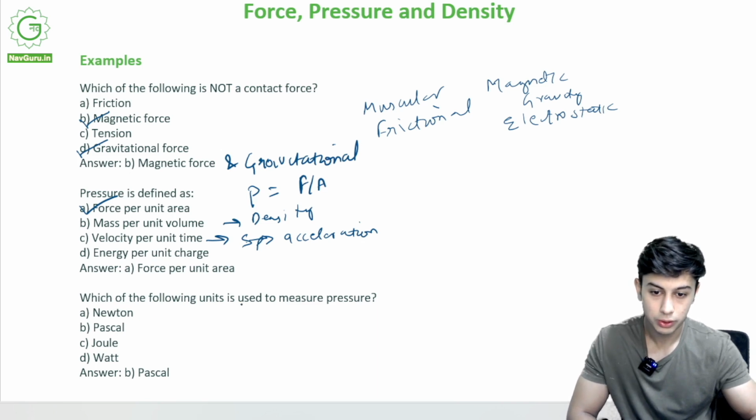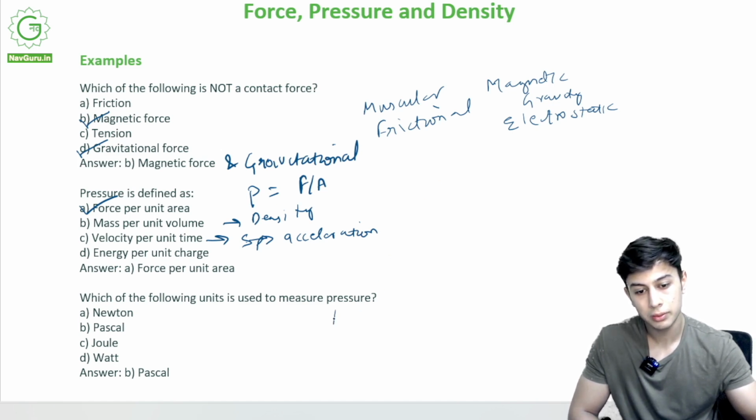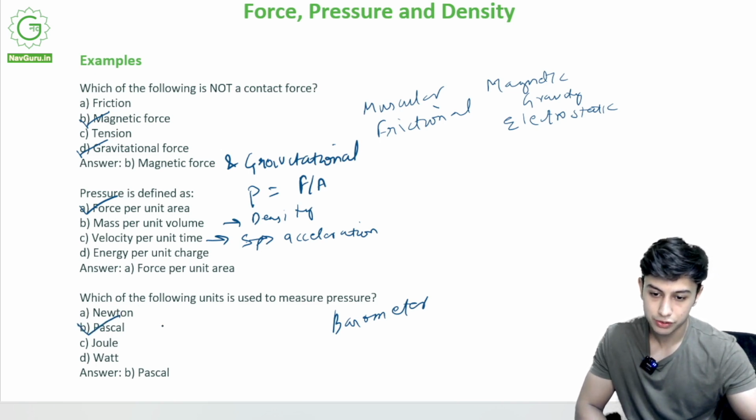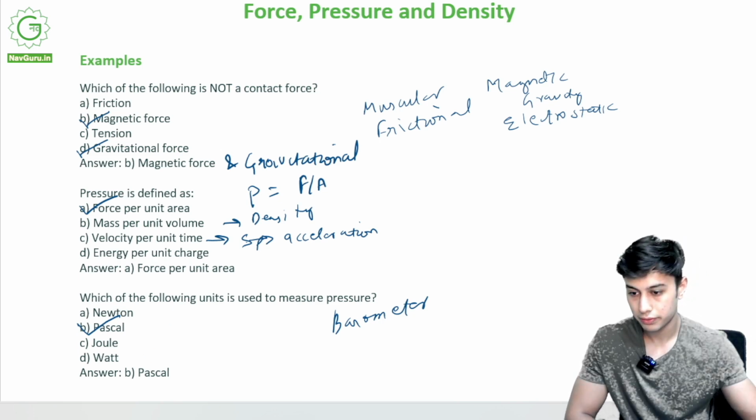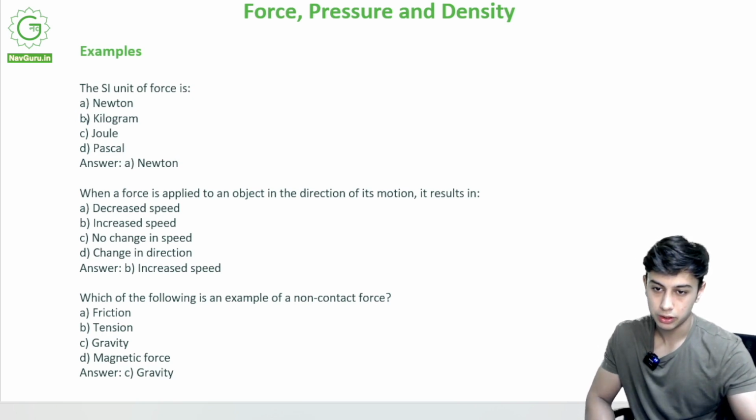Which of the following units is used to measure pressure? What do we use to measure pressure? If anyone remembers, barometer. In what terms? The SI unit to measure pressure is Pascal. Newton is force, joules is work done, watt is power. SI unit of force is Newton.